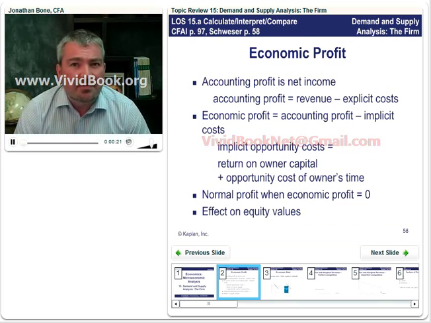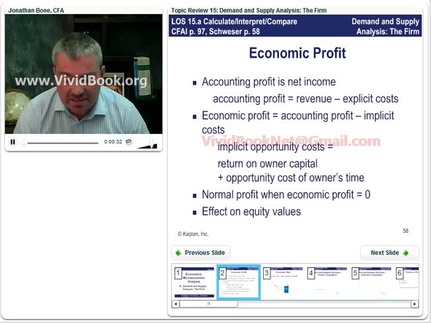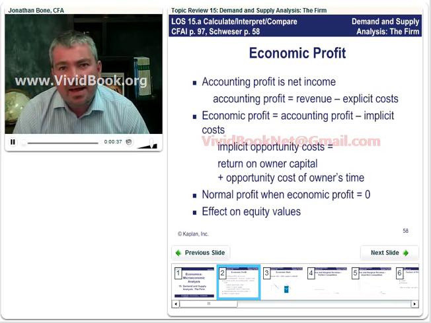Now, accounting profit is net income in the income statement, and of course accounting profit is the revenues minus explicit costs, and we calculate those costs based on the accruals method in accounts. It's the cost that we've actually incurred. Now let's contrast that with economic profit.